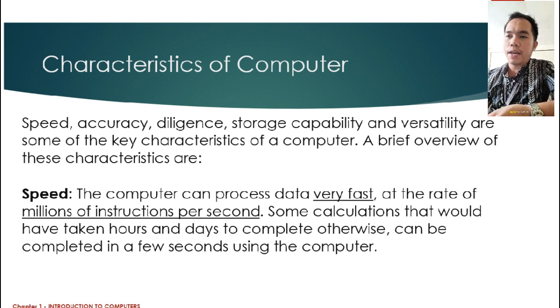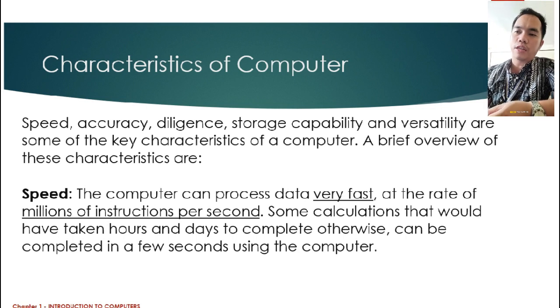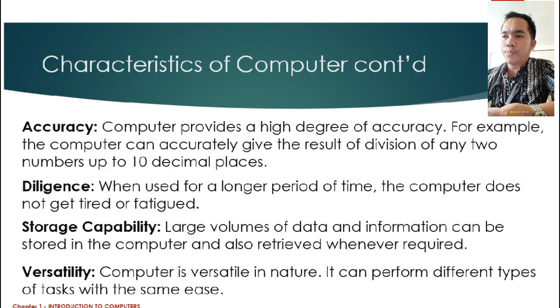So, when it comes to speed, we may consider the CPU or processor. Kung powerful yung CPU mo, it is very fast. It can process multiple applications and instructions at the same time, and it is measured in millions or billions of instructions per second. When it comes to accuracy, the computer provides a high degree of accuracy. For example, the computer can accurately give the result of dividing two numbers. Okay. So when it comes to accuracy, tama ba yung results niya?